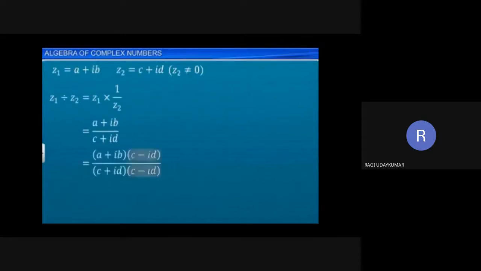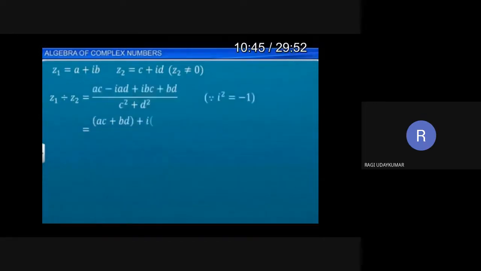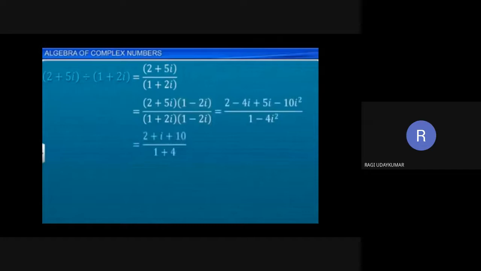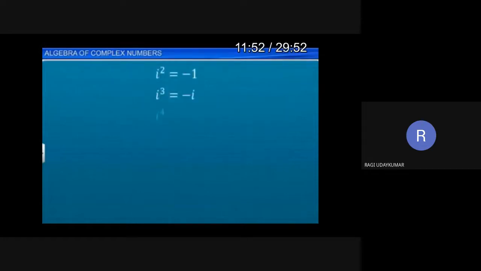Division of two complex numbers: whenever you consider it, with the second number, the number by which you are dividing, its multiplicative inverse is to be multiplied with the given number. Usually that is what we are going to do here. Okay. So I'll explain it very clearly on the board, the division of complex numbers.